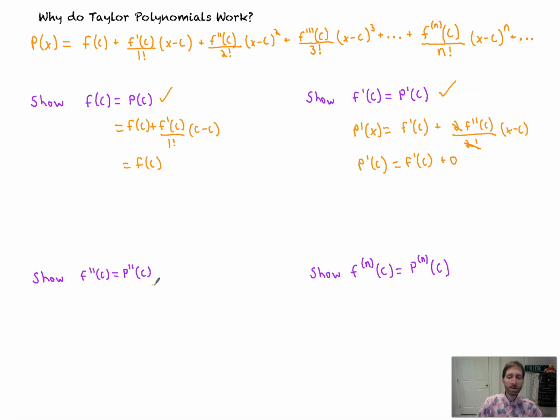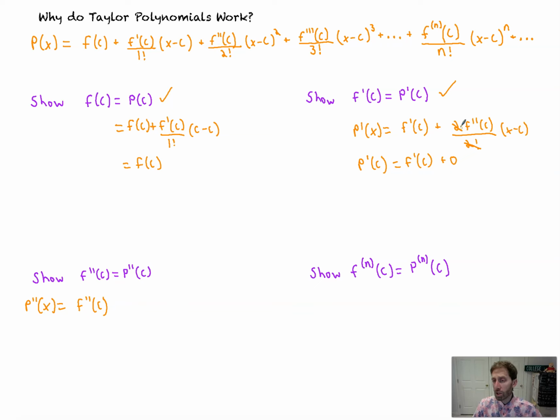Check. All right, let's go out to the second derivative. So now we've taken the first derivative. The second derivative, now that we've done that, is equal to, well, the first derivative is now a constant. That goes to 0. This f double prime of c becomes just f double prime of c.